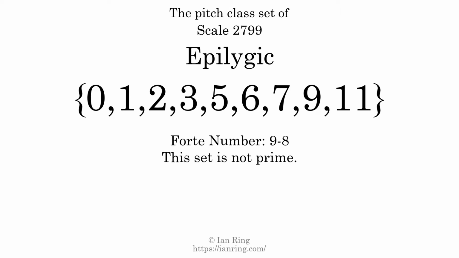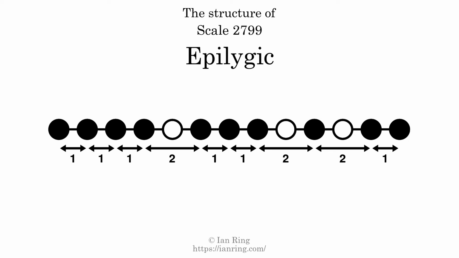The fault class is 9, 8. This set is not prime. The structure of a scale is a description of the interval distance between each successive tone. This scale has a structure of 1 1 1 2 1 1 2 2 1.